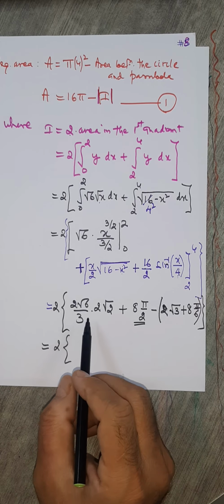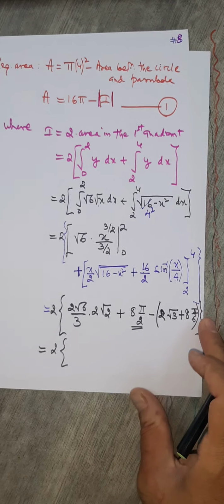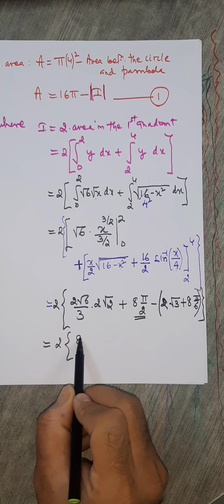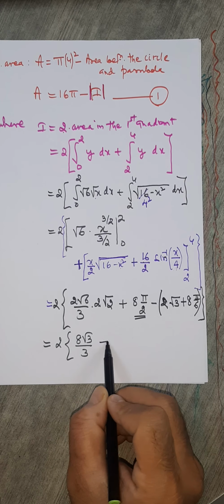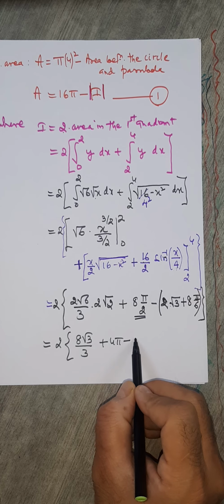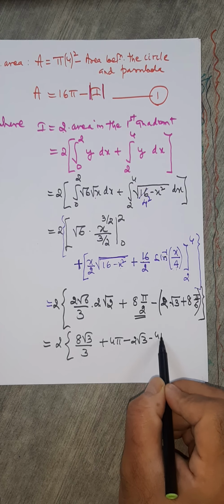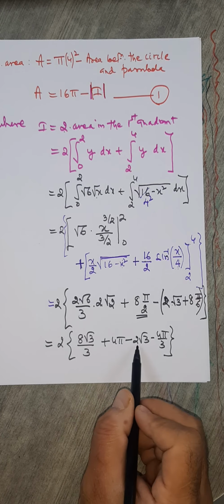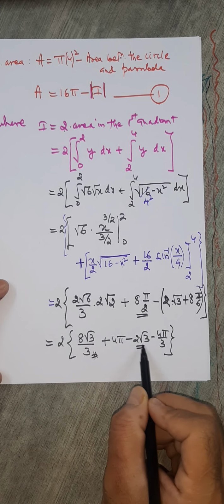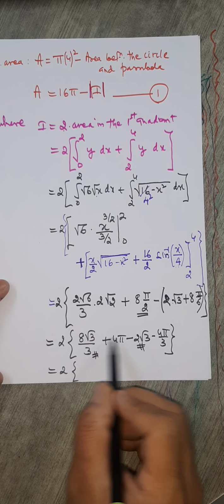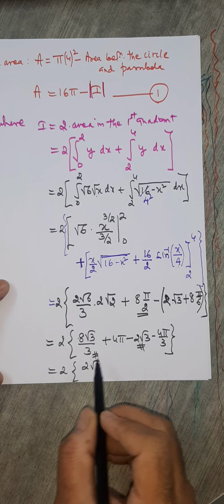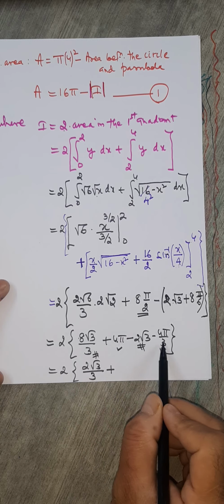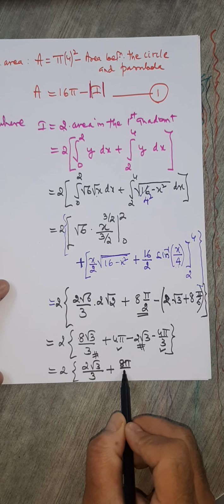2 as it is. What is this? This is nothing but 2 into 2, 4. This is root 12, which is 2 root 3. So this is 8 root 3 by 3 plus 4 pi minus 2 root 3 minus 4 pi by 3. Fine. So if you combine these two, the root 3 terms, 2 as it is, 6. So it will be 2 root 3, 8 minus 6, 2 root 3 by 3, plus we combine these two, so 4 threes are 12 minus 4, so it is 8 pi by 3.